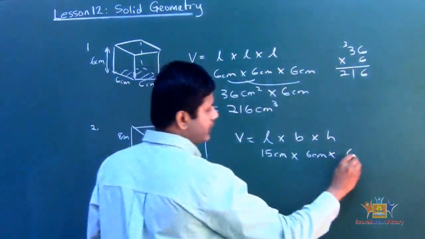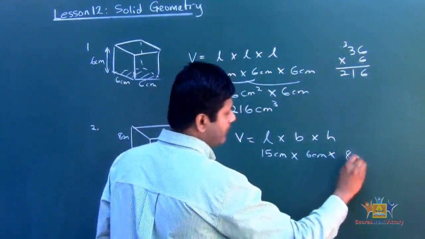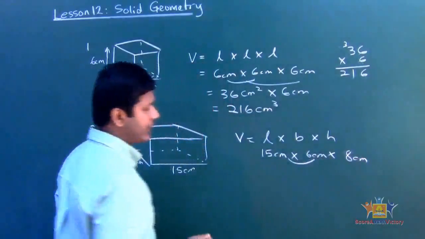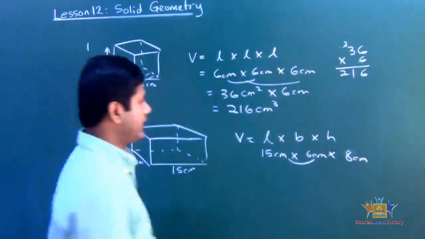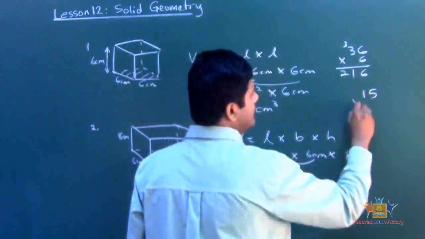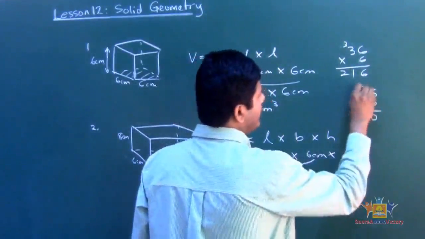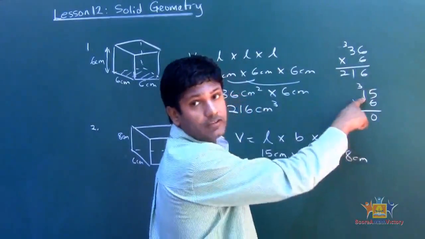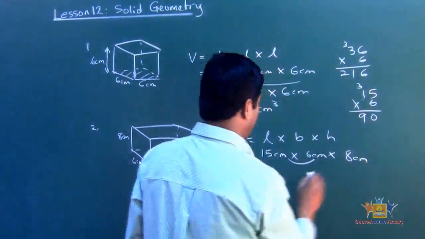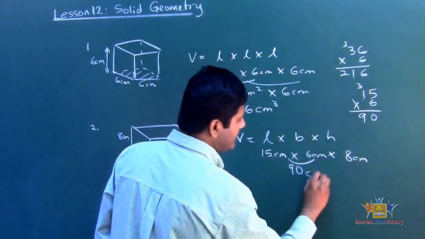Okay, so we're going to use the pairing method to multiply. We're going to times 15 with 6 first. So let's do 15 times 6. 6 times 5 is 30. I put 0, carry 3. 6 times 1 is 6, plus 3 is 9. So that gives me 90 centimeters squared.